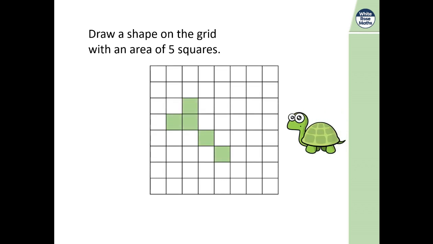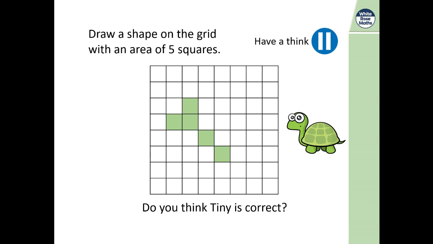Okay, so Tiny's had another go. Do you think Tiny is correct this time? Pause the video and have a think. How did you get on? What did you think this time? No, Tiny is not correct again, unfortunately. The coloured square should meet along the sides, not just the corners. Come on, Tiny, you can use your growth mindset. Have another go.